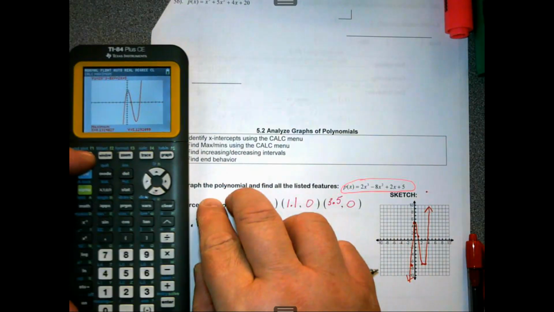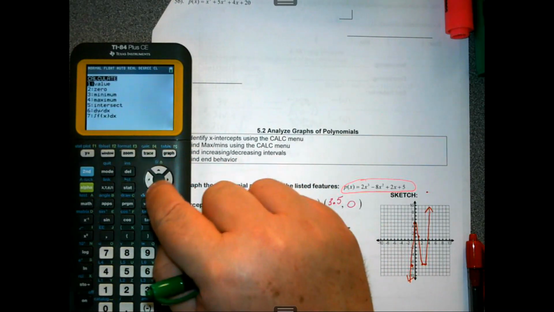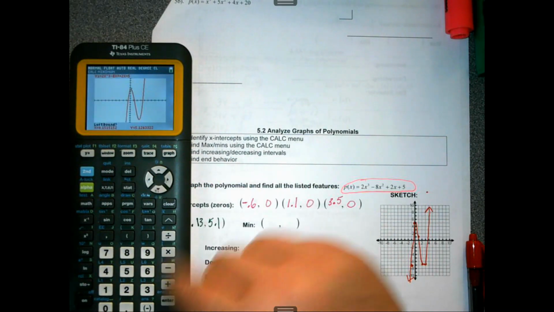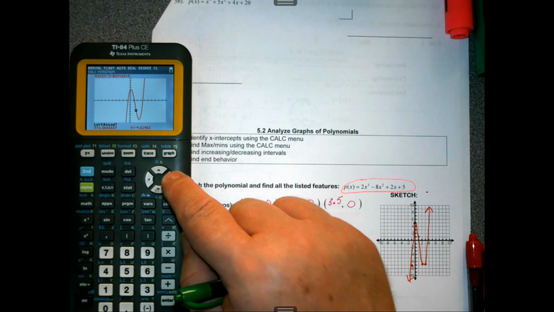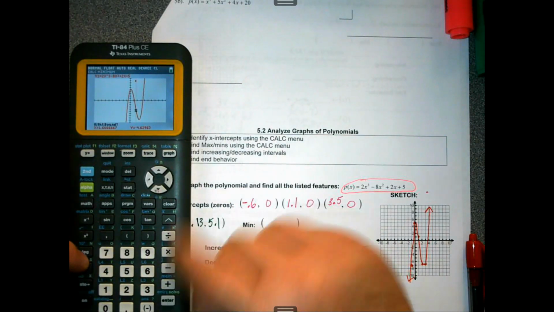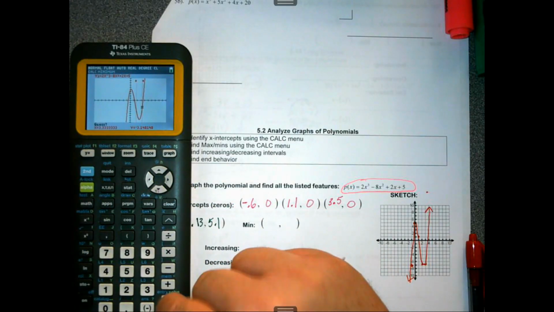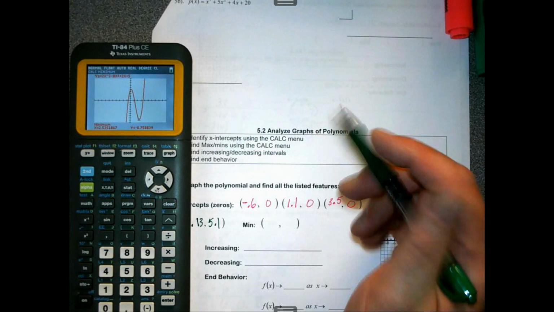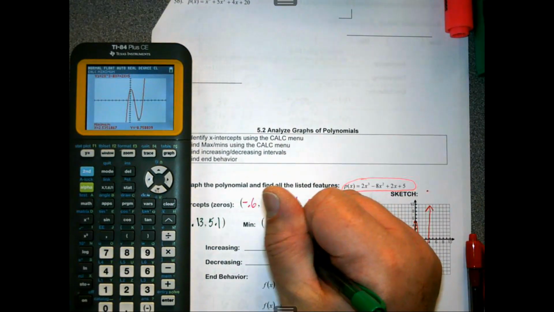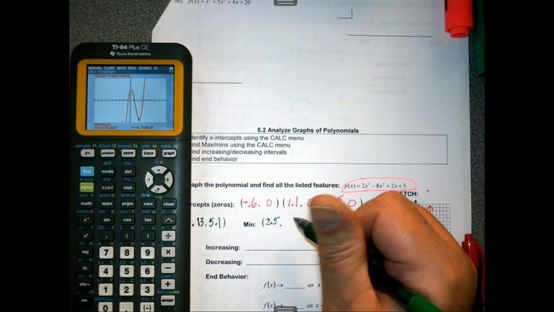Minimum. Oh boy, now he's going to save the princess. Minimum, like video games. Enter. Enter. Enter. So I got 2.5, -8.8.